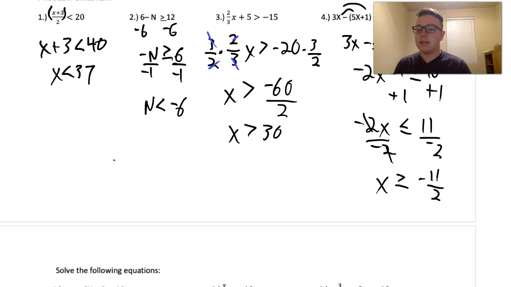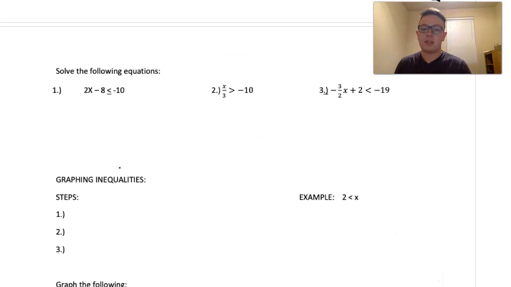All right, now we have some problems for you to practice. What would be the solution or the inequality that would make this true? So for this one, we're going to have to add the 8. So this becomes 2x is less than or equal to -2. Then we're going to divide by 2. Notice we have a negative, but we're not dividing by the negative. So our sign's not going to flip. And our answer is going to be x is less than or equal to -1.